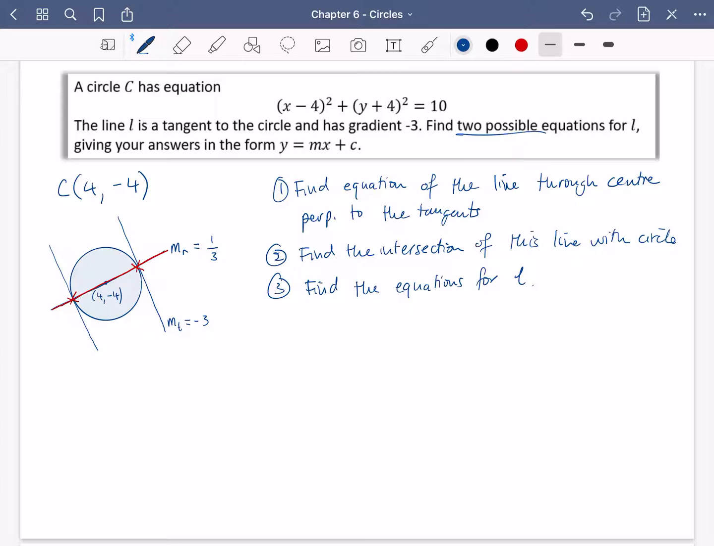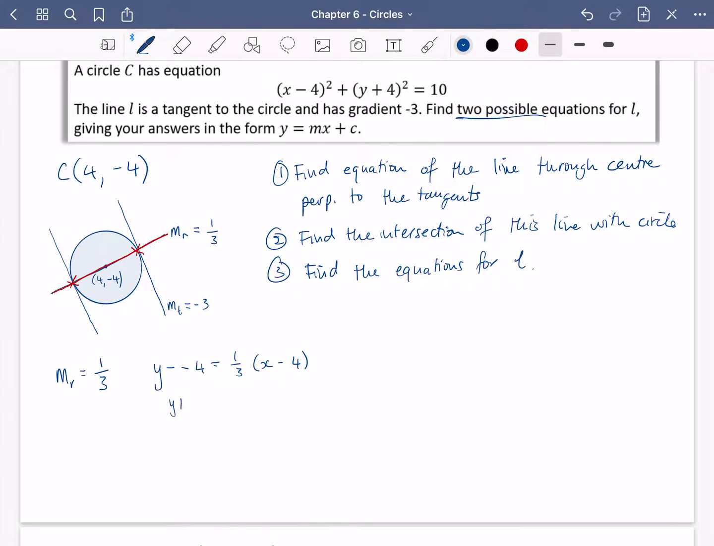So the first thing that we've said is that m_R is a third because it's a negative reciprocal of the tangential one because they're perpendicular to each other. So the equation of that line is going to be y minus y1, which is y minus minus 4, equals m brackets x minus x1. So we're talking about the center of the circle here. So it becomes y plus 4 equals a third (x minus 4).